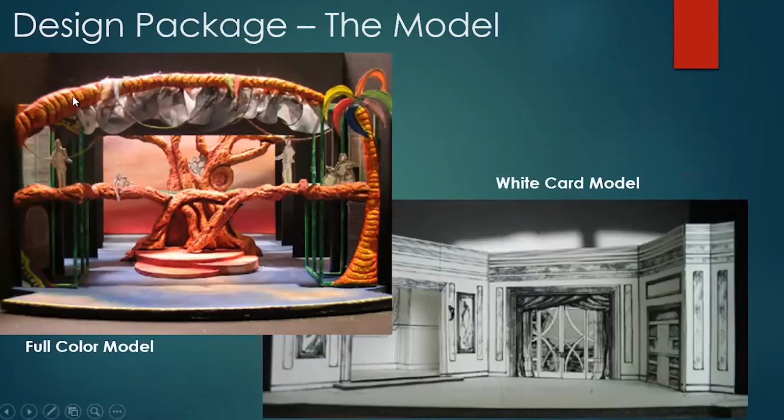This model here, this is what we would call a full color model. It's been painted. It has some textures on it that would be reflected in the final product. Sometimes if we don't want to go to the time to create that, models are very time consuming. Sometimes a white card model will suffice. And here's an example of that down here at the bottom. This was a model that was quickly generated with some drafting plates and kind of glued together, but does a very fine job of presenting the shape of a room to a director or even to the cast.